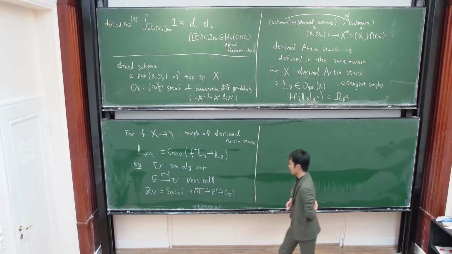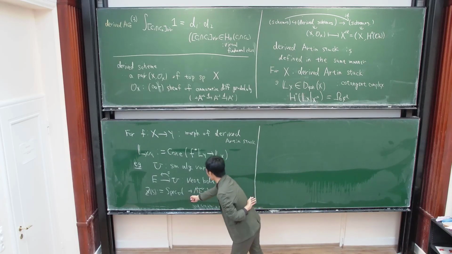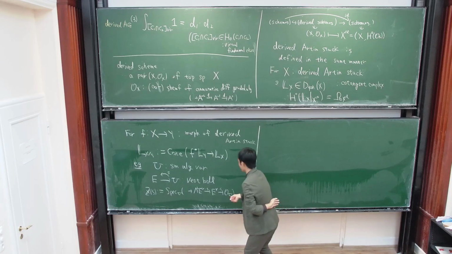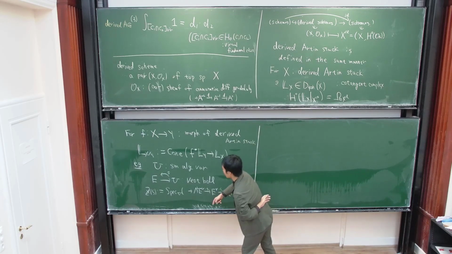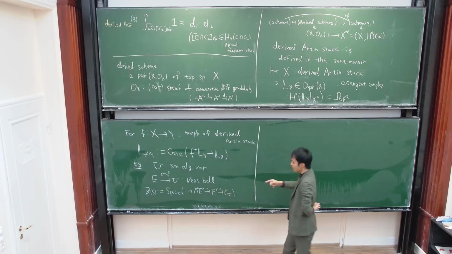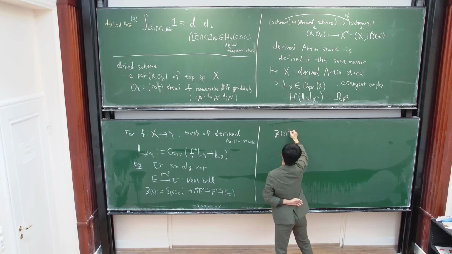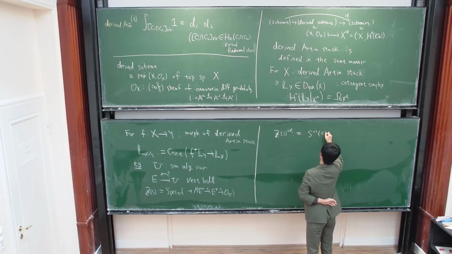So, since the zeroth cohomology of this complex is given by the structure sheaf of the zero locus of s, we see that the classical truncation of the derived zero locus is given by the scheme-theoretic zero locus of s.